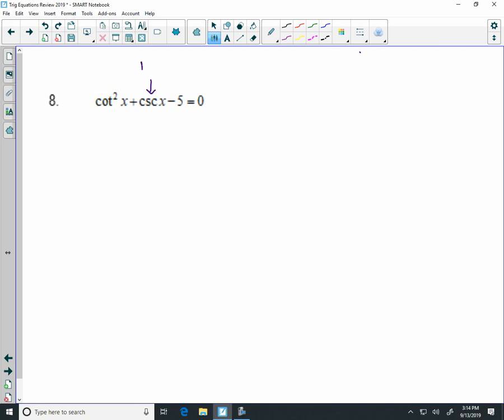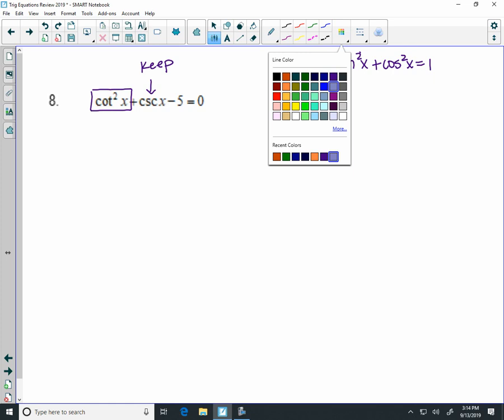We're going to keep the singlet, and we're going to substitute for the squared. Here we want to substitute for cotangent squared. If you don't have that memorized, that's okay. You do have sine squared plus cosine squared equals 1 memorized. So we can get cotangent squared and secant squared out of there.